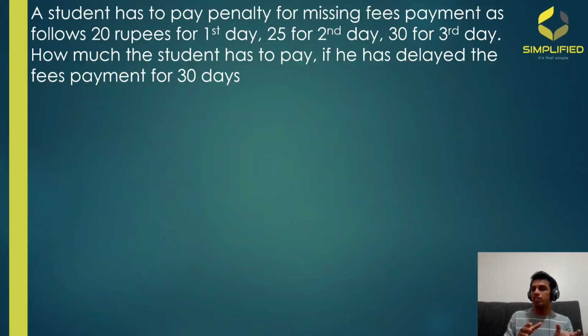So if he is delaying 3 days, that means he has to pay not just 30 rupees, it is 30 plus 25 plus 20, which is 75 rupees. That's what he has to pay.